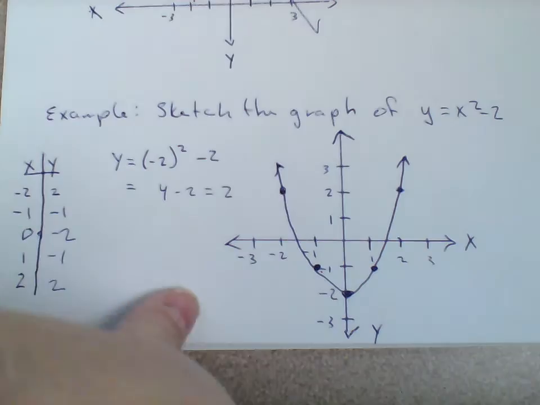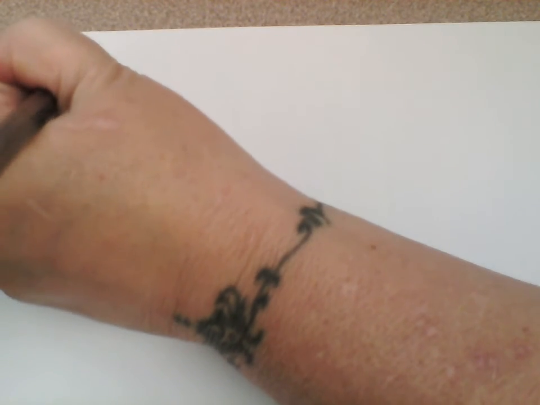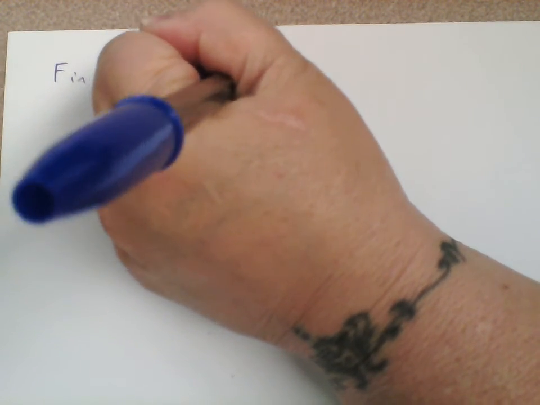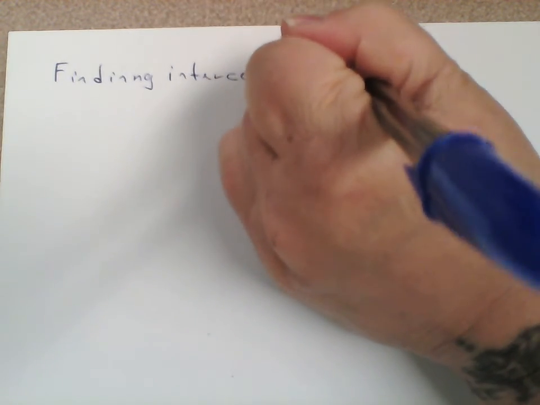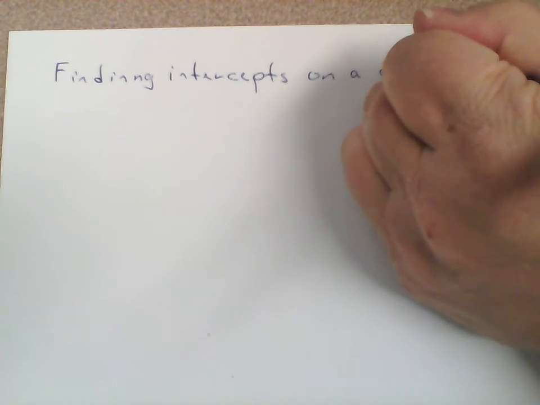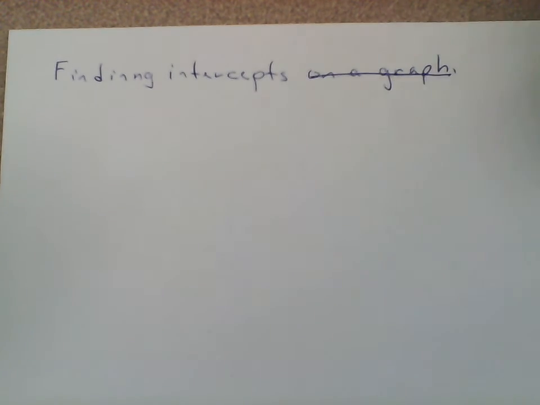Then we're going to look at sketching a graph using the intercepts. And right now we're just going to go about finding the intercepts on the graph. Excuse me. Let's bring this next piece down. So we're going to talk about finding the intercepts of an equation. Finding the intercepts. Let's forget about on a graph for right now.